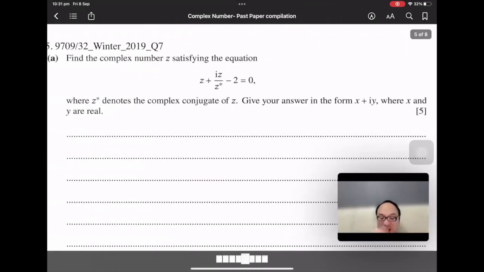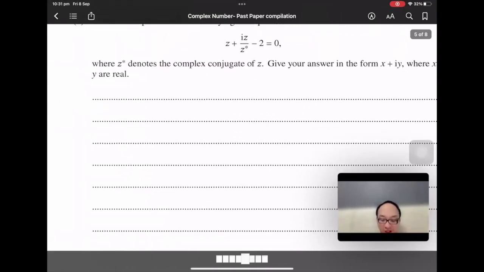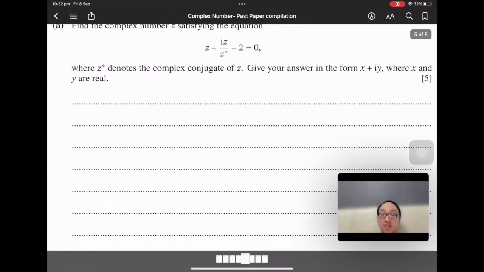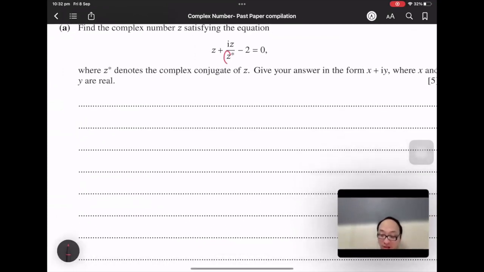Find the complex number Z satisfying the equation, where Z conjugate is denoted by Z bar. In here, I can cancel the denominator by multiplying it with the Z conjugate. So Z times Z conjugate plus iZ minus 2Z conjugate equals 0. And then I can replace Z equals x plus iy and Z conjugate equals x minus iy.